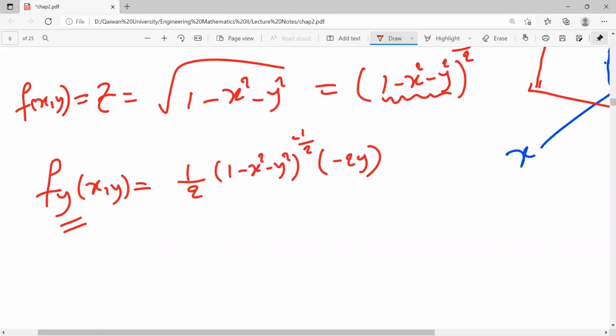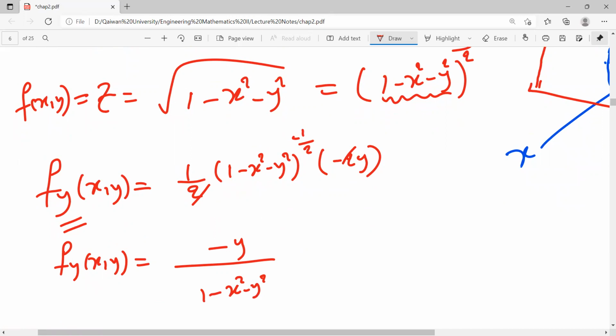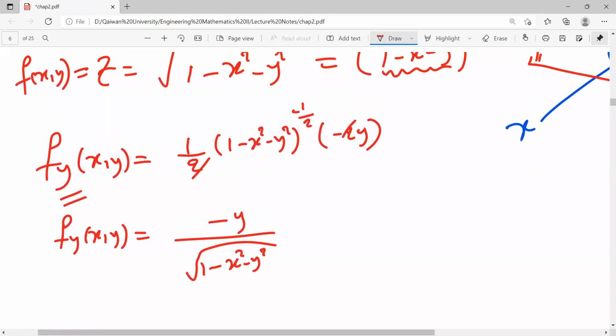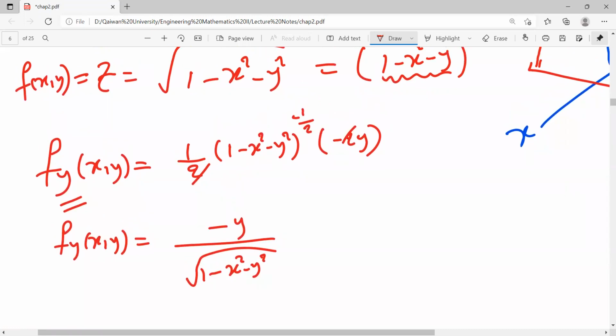Okay, so let's write down f sub y of xy equals minus 2y. These two could be cancelled out, so you get only minus y divided by 1 minus x squared minus y squared to the power of 1/2. Since the exponent is negative, when you move it down, it becomes positive. Then we convert to roots, so we can write it as the square root.